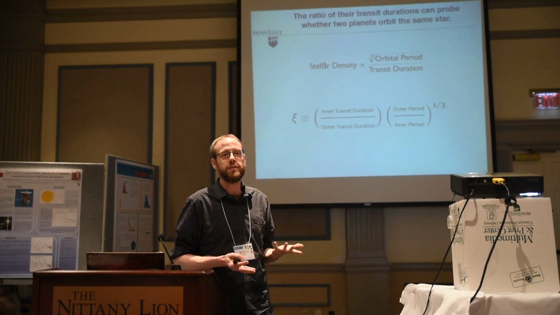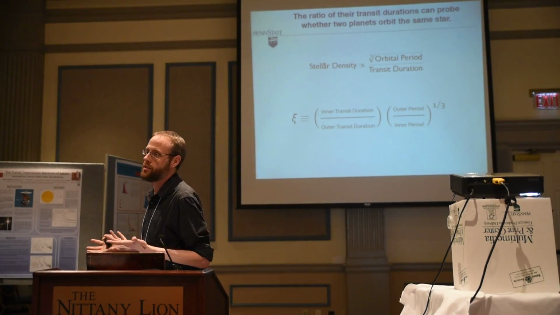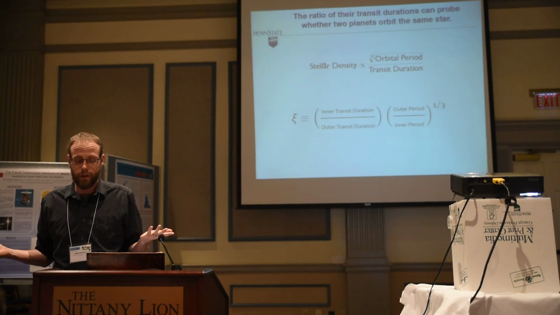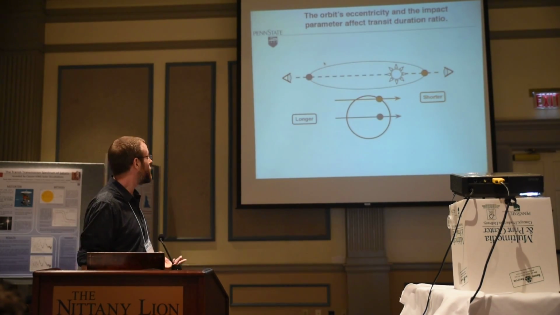If they're measuring the same stellar density, no matter what the actual error in these terms is, how will we know the stellar radius or not, it should be 1. Well, okay, but planets are more complicated than that, right?